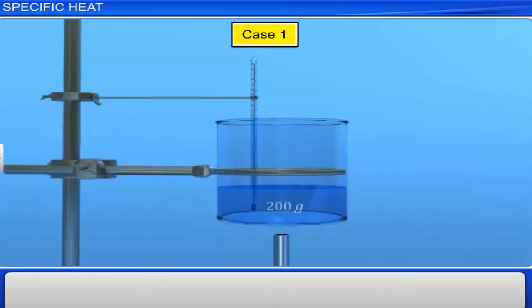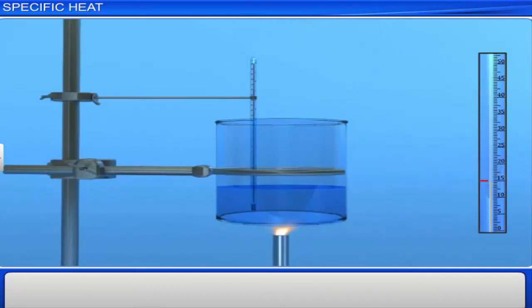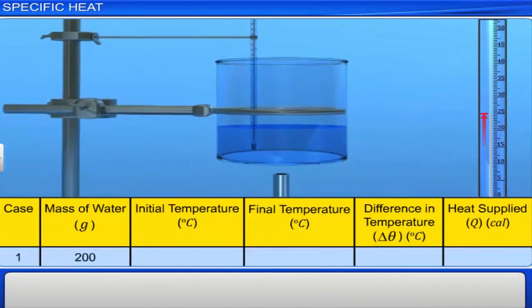Let us consider 200 gram of water in a container at a temperature of 15 degrees Celsius and supply some heat to it. If 2000 calorie of heat energy is supplied to the water, then its temperature increases from 15 degrees Celsius to 25 degrees Celsius. To increase the temperature of 200 gram of water by 10 degrees Celsius, 2000 calorie of heat energy is required.